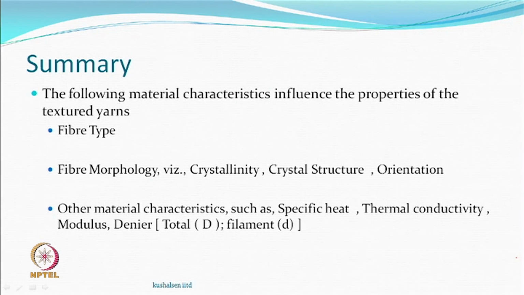So, we summarize here. There is the chemistry of the fiber, also the morphology, which is crystalline, crystal structure, orientation, and other properties of the material which are related to the heat transfer, heat capacity, the modulus, the denier, and the total denier of the yarn, textured yarn, and this is how all these material characteristics matter. So, next time hopefully we will look at the process parameters and their relationship.